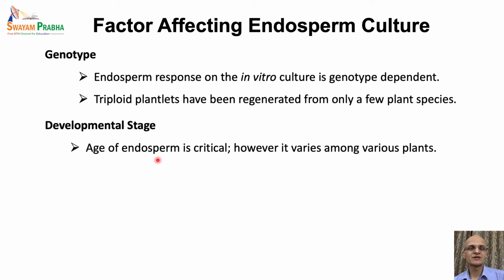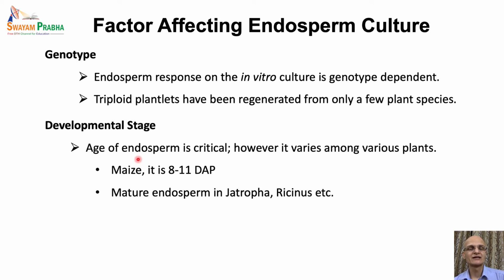It has been observed that while in some species immature endosperm has been used successfully for culturing, like in maize, where it is about 8 to 10 days after pollination when the endosperm is more responsive, in other plants it's the mature endosperm that gives a better response, like Jatropha or Ricinus. So, if you compare the immature versus the mature endosperm, it is the mature endosperm which produces a better result with triploid production in these plants.